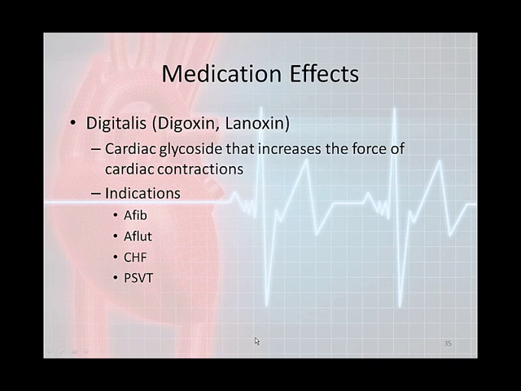Let's move on to digoxin. Digoxin, or any kind of Digitalis, is basically a cardiac glycoside that increases the force of contractions of the heart. Indications for digoxin include AFib, atrial flutter, congestive heart failure, and paroxysmal supraventricular tachycardias.